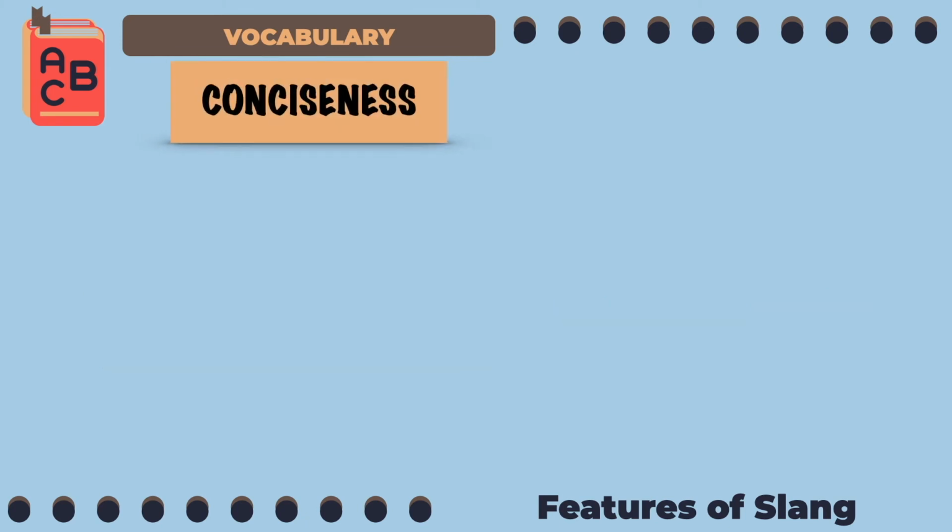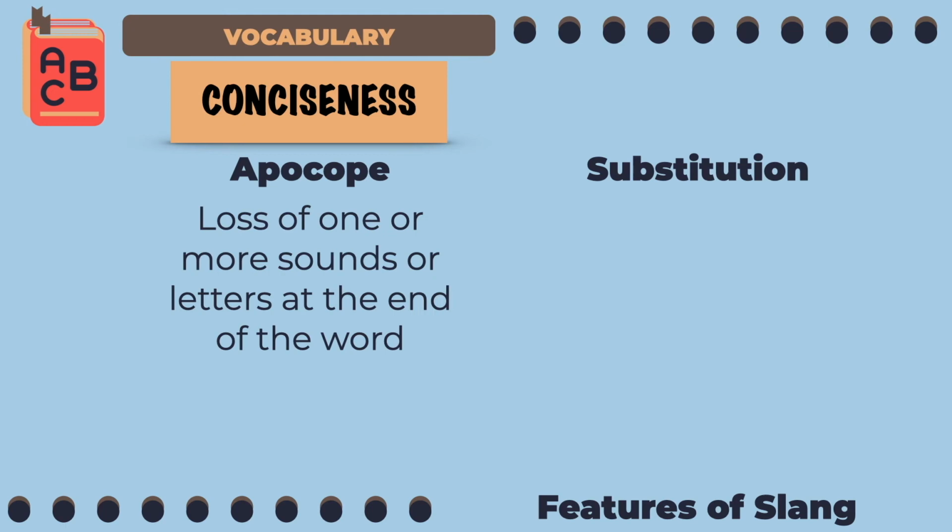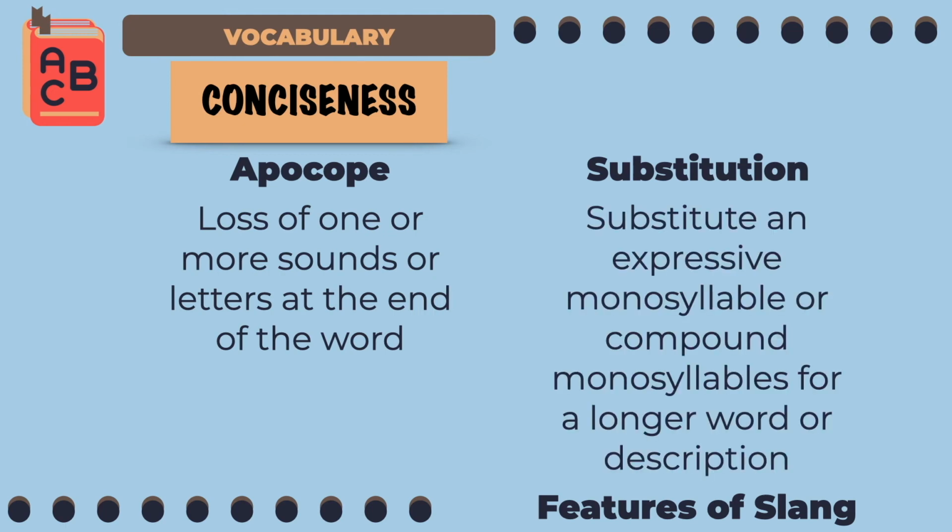Next feature of slang is conciseness. This may be attained in two ways, through apocope and substitution. Apocope is the loss of one or more sounds or letters at the end of the word. Moreover, slang also uses substitution. It is substituting an expressive monosyllable or compound monosyllables for a longer word or description.